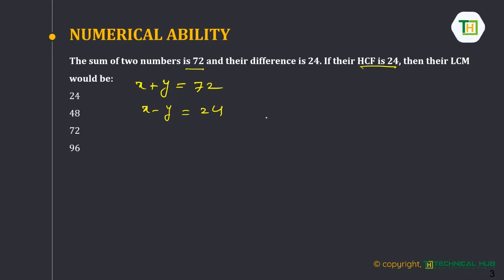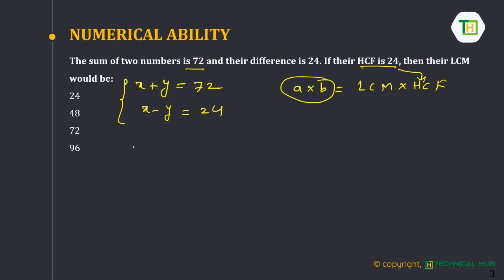Find their LCM. Guys, first of all, as we all know, in the LCM and HCF topic, we have a condition that the product of two numbers is equal to LCM into HCF, right? So first, here you know the value of HCF. If you know the product of those two numbers, then it is very easy to calculate the LCM of those numbers, right? So first, by using these two conditions, I will calculate the product of two numbers.